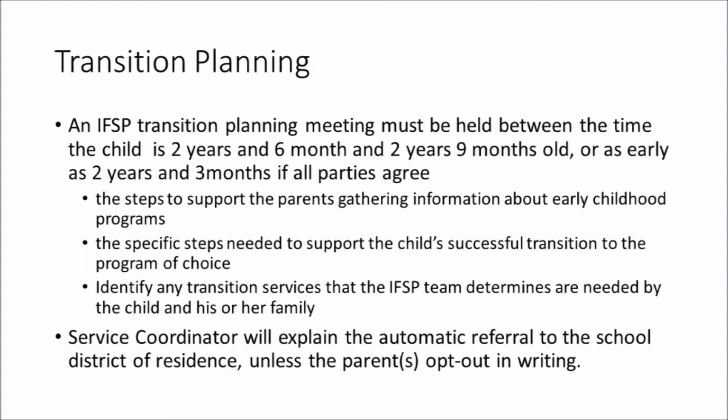If the parent has other plans for the child when they turn 3, they can opt out of this automatic referral process in writing, and the child's information won't be sent to the public school. At any time, the parent can certainly change their mind and contact their local public school and begin the process over again. So you're not locked in. Parents can always revoke consent and then reconsent for services if they want to.